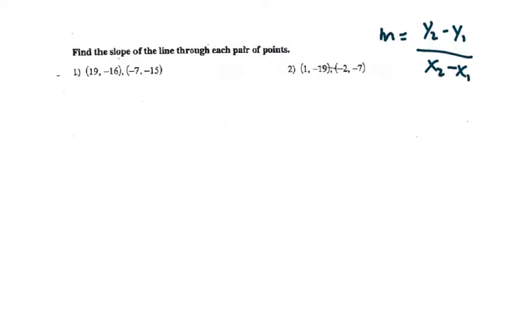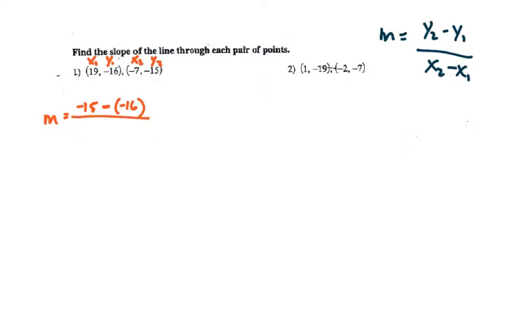Let's run through a few problems using that formula. So, step 1, always label your points. X1, Y1, X2, Y2. And going into the formula, Y2 is first, -15. The minus from the problem goes in. Then, Y1 is negative, so we have the negative there. We'll deal with that in a minute.